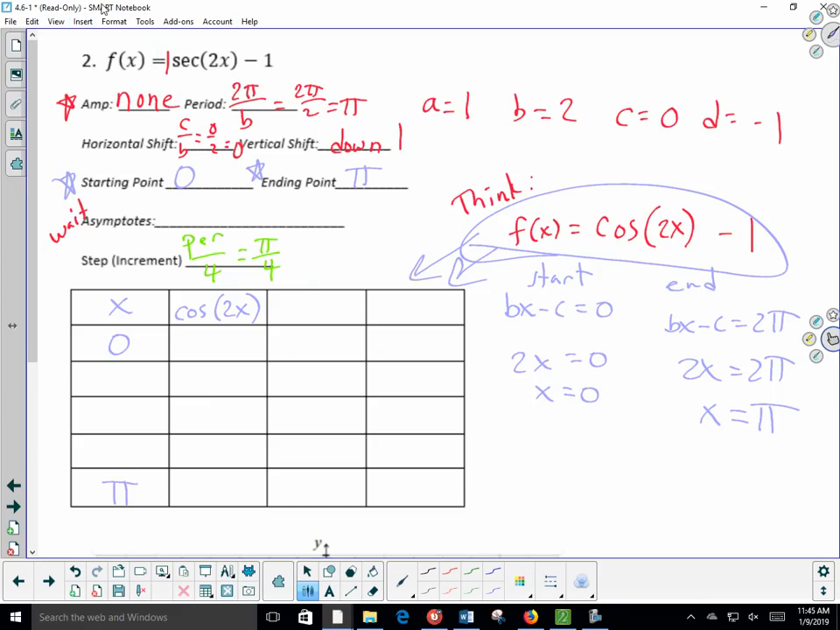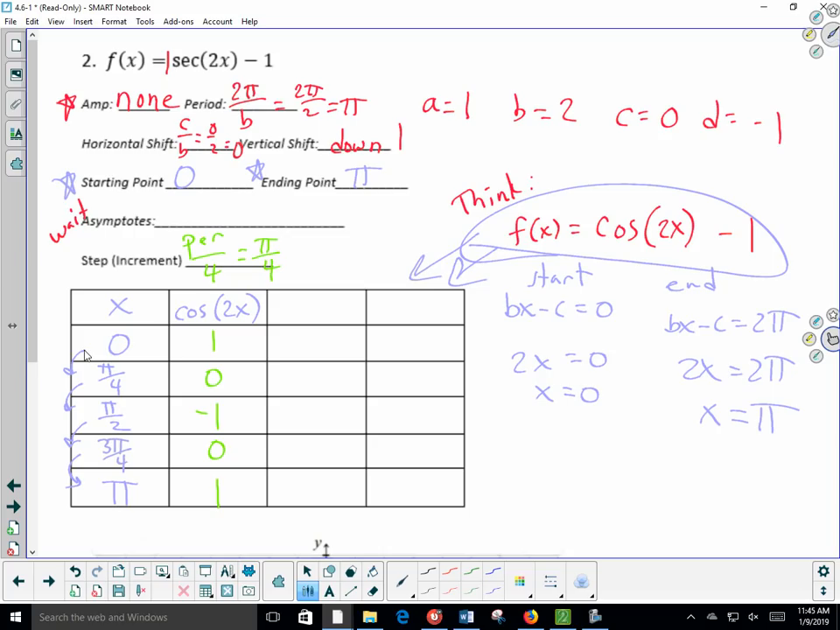Okay, and so the increment is pi over 4, that's our step. So I'm going to add pi over 4 here, add pi over 4 again, I get pi over 2, add pi over 4 again, I get 3 pi over 4, add pi over 4 again, and I get to that ending point. Now in our second column, again, remember, we're going to fill this in with our cosine information. So the cosine pattern, the key values are 1, 0, negative 1, 0, 1.